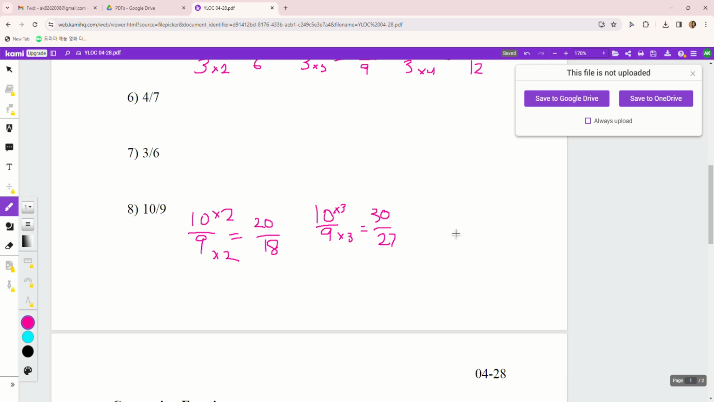Then you can also multiply it by 4. So 10 over 9 and then times 4 to each side. So that would be 40 and then 9 times 4 is 36. So 40 over 36 and 30 over 27 and 20 over 18 is all equal to 10 over 9.